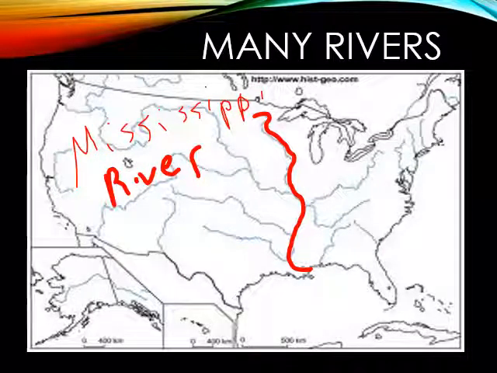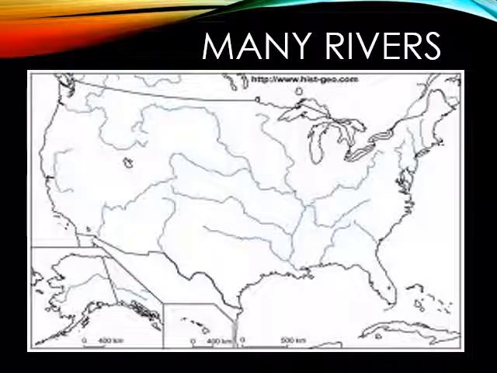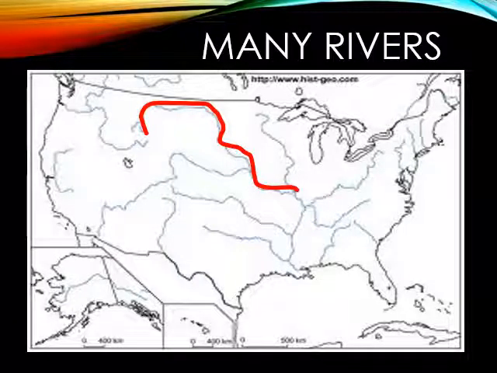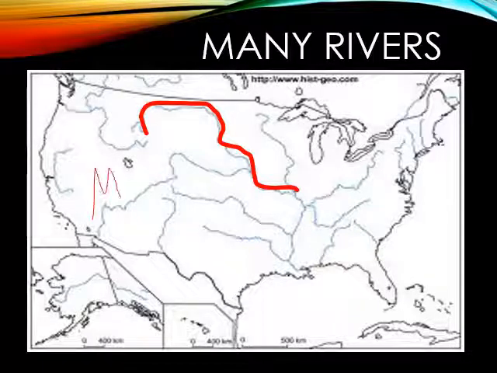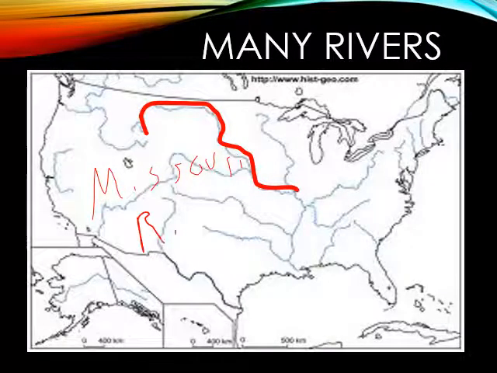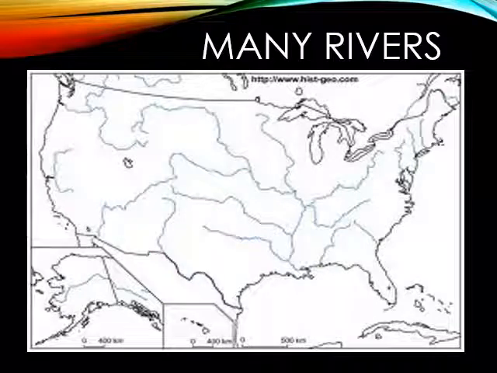The next river that we are going to look at is the Missouri River, and the Missouri River flows into the Mississippi. It's a tributary, but it starts way up here. Okay, it flows its way down through. Make sure you're labeling these on the map, and that is the Missouri. M-I-S-S-O-U-R-I, Missouri River.